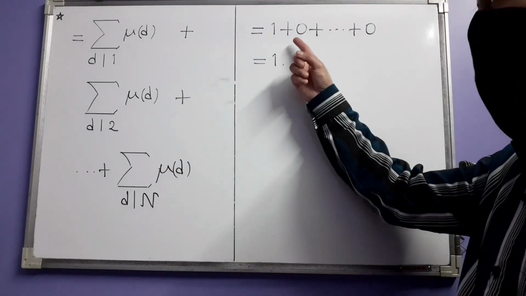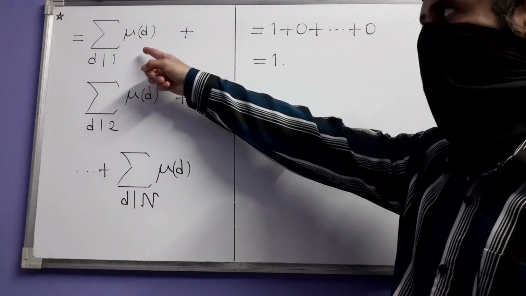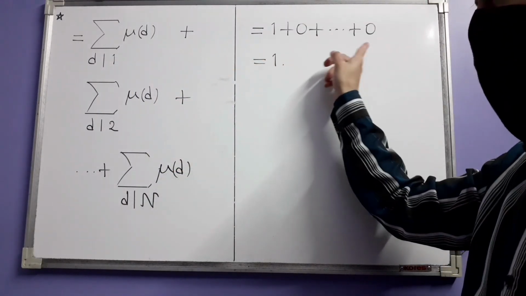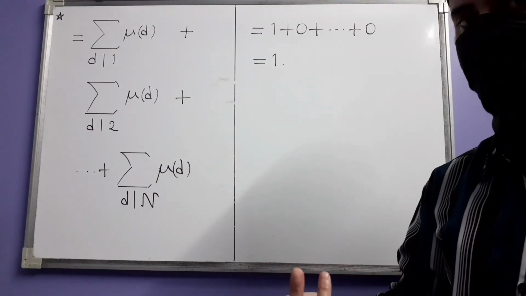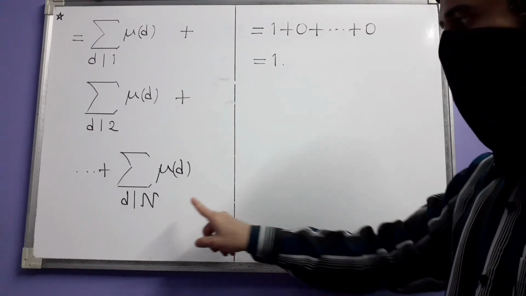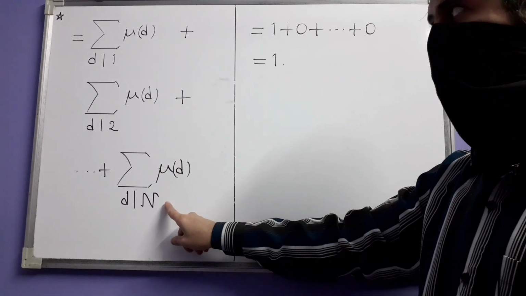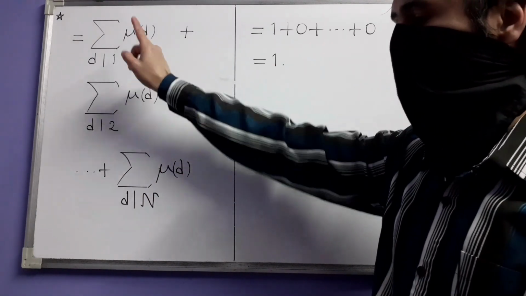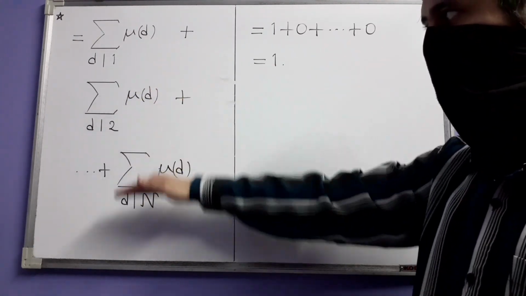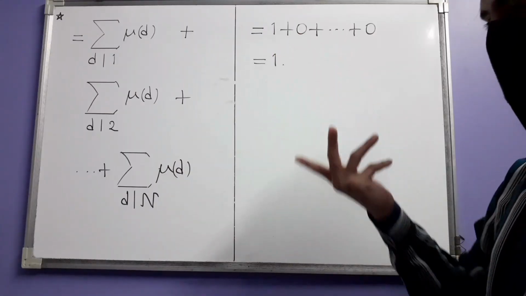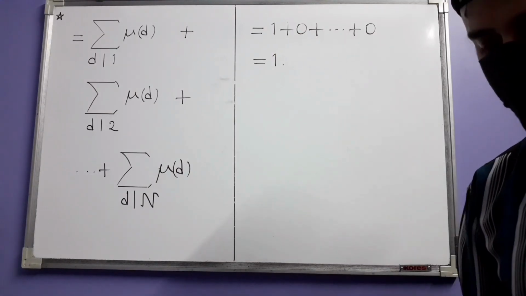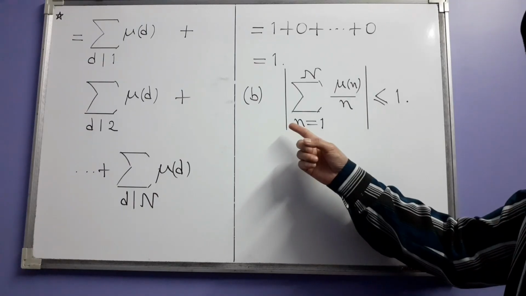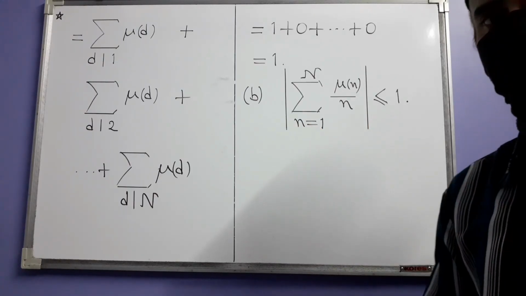The values are just this. The first one has value 1 and the others all have value 0. And that's how we get 1, and that finally proves our identity. Note carefully that even when capital N is 1, at least this term is there. These others may not be there, and that does not affect anything. We get 1 ultimately.